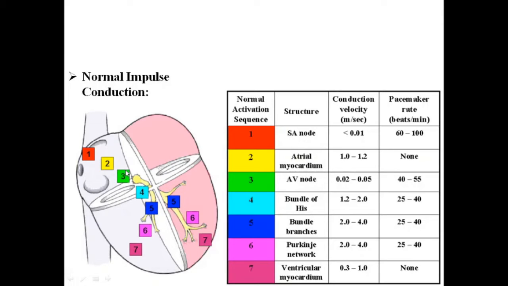It is shown that there are 4 chambers: atrium and ventricles, of course right and left atrium, right and left ventricles, and so on. The fibers are shown here.